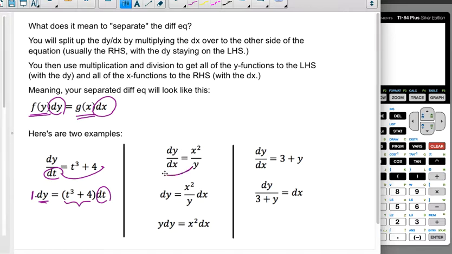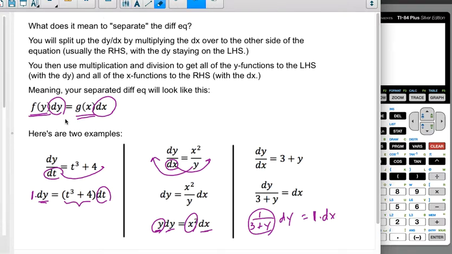Well, I'm going to multiply the dy over, I'm going to multiply the dx over, and I'm going to get y, which is a function of y, times dy, and then x squared times dx, a function of x times dx. Here, I'm going to multiply the dx over, and I'm going to divide the 3 plus y over, and sure enough, what ends up happening is I have a function of y, and if you need to see it this way, you can see it as a function of y times dy equals a function of x, which in this case is just a 1 times dx, right? That's how we separate differential equations.